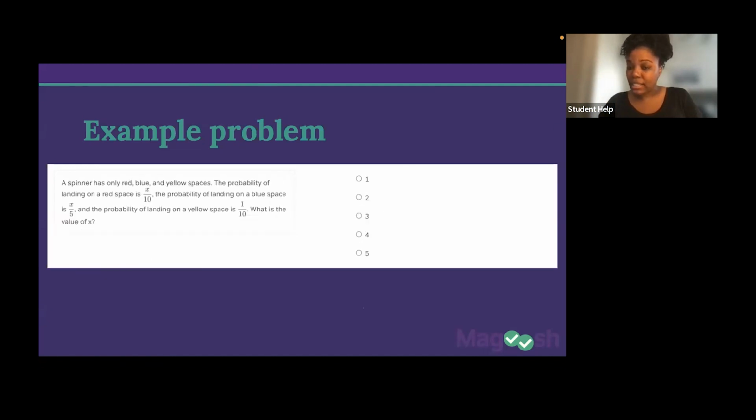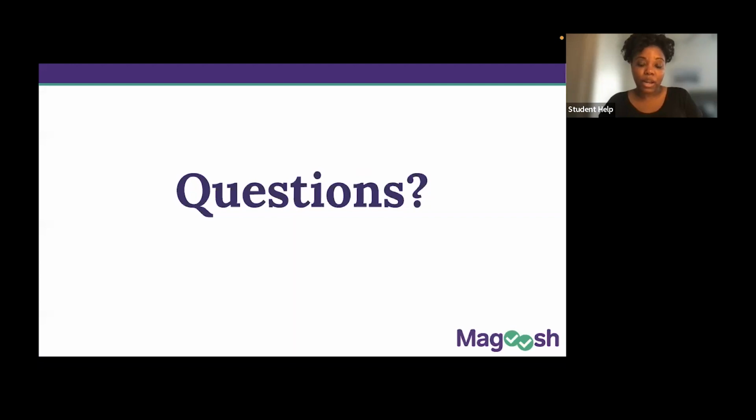Okay, we'll come back to this question. But at this point, I want to pause and make sure that mean, median, mode, range, standard deviation, and probability all make sense. Did I lose anyone?